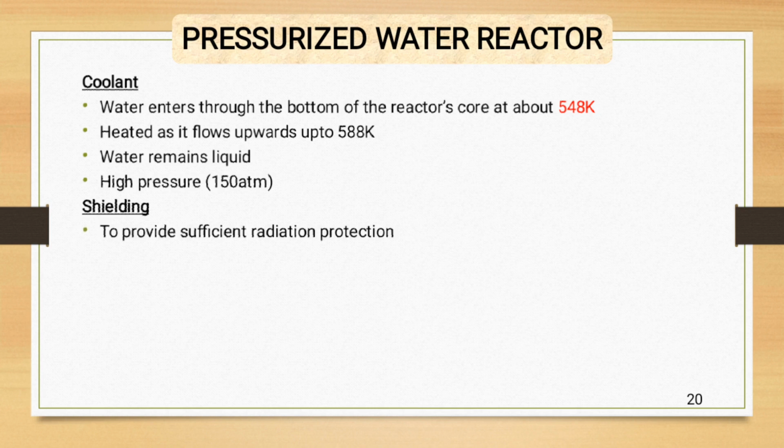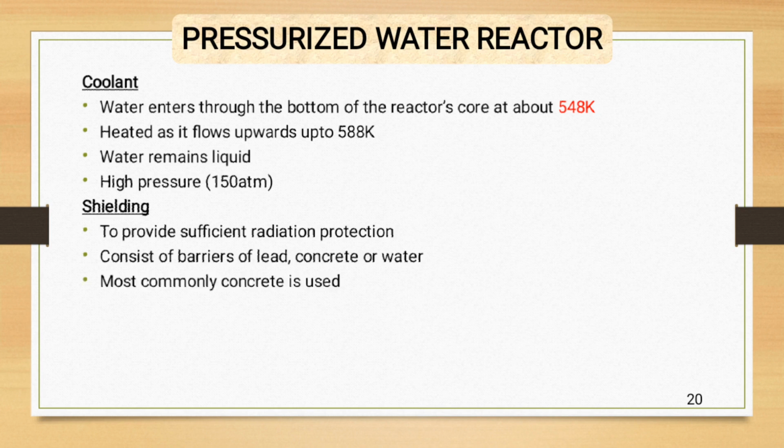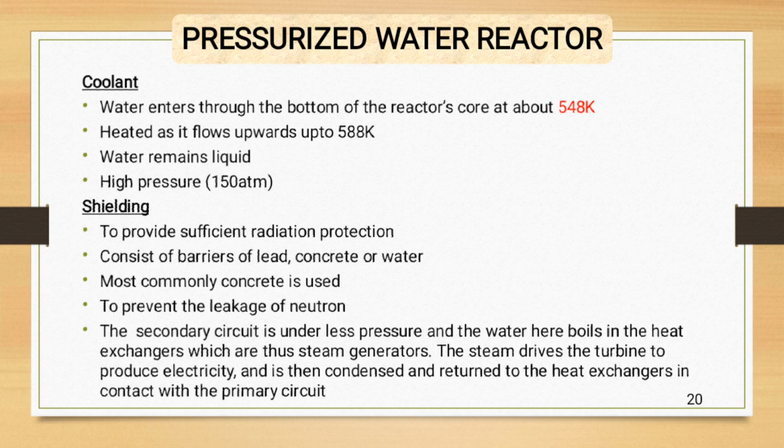Shielding to provide sufficient radiation protection consists of barriers of lead, concrete or water. Most commonly concrete is used to prevent the leakage of neutrons. The secondary circuit is under less pressure and the water here boils in the heat exchangers, which are thus steam generators. The steam drives the turbine to produce electricity and is then condensed and returned to heat exchangers in contact with the primary circuit.